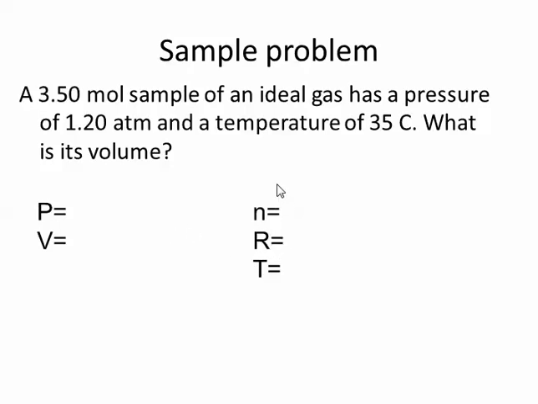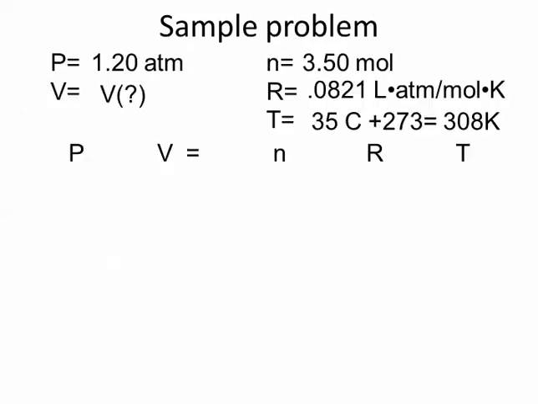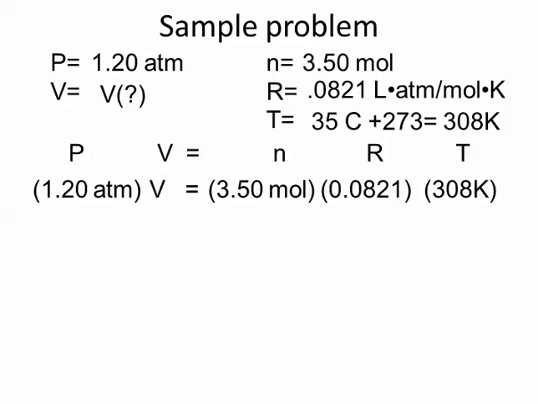So we look at the problem. We know the pressure is 1.2 atmospheres. Do we know the volume? No, the volume is what we're trying to solve for. The number of moles is 3.5. And then for R, since pressure is in atmospheres, we use 0.0821. Temperature is 35 degrees Celsius. That's got to be in Kelvin, so 35 plus 273 is 308 Kelvin. Alright, so here's all our variables. Here's our equation. So let's plug everything into our equation.